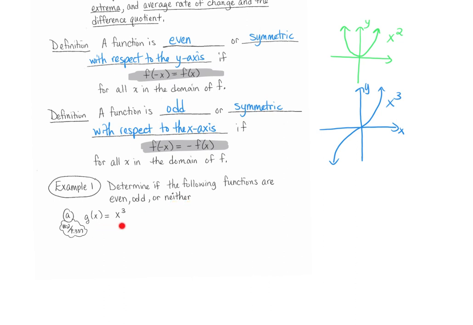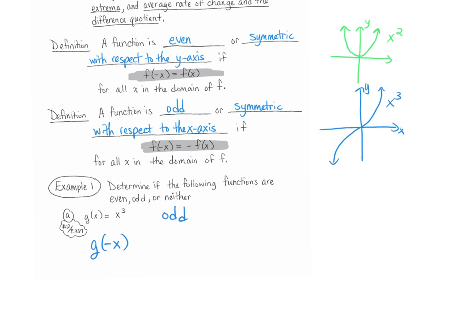G of x equals x cubed we know is odd. But let's actually provide the mathematical justification for it. So if you find g of negative x, we take negative x and we substitute negative x into our function to see what we get. Do we get our original function? That would mean our function is even. Or do we get the opposite of our original function, which means our function is odd?